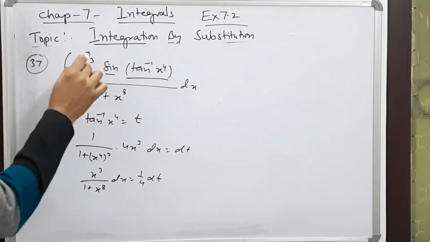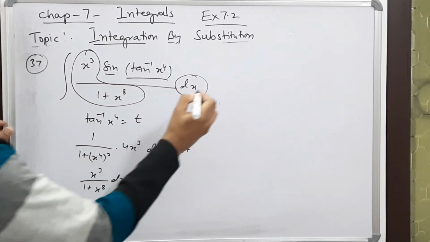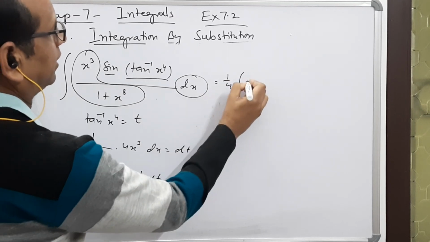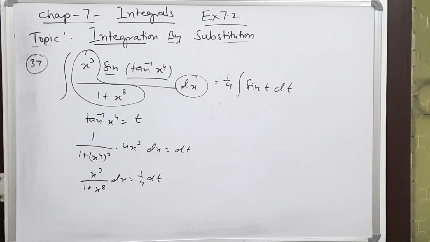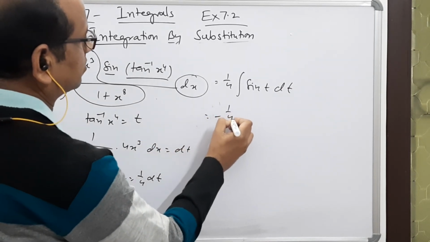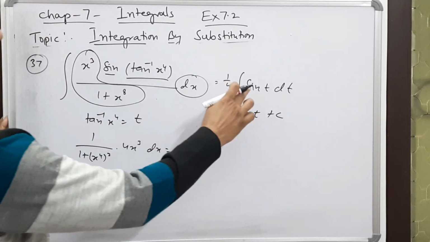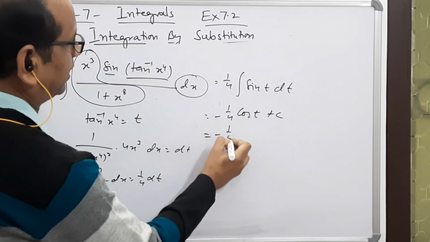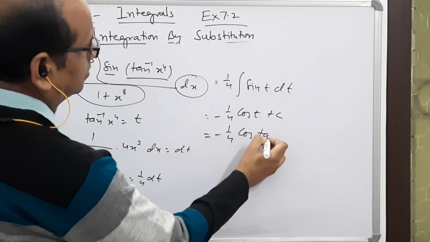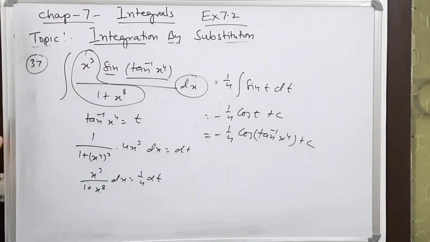Now you see a lot of things will disappear from here. This full part will be 1 by 4 dt, and it is sin t dt. See, it is so simple. So now the next step is minus 1 by 4 cos t plus c, because the integration of sin t is minus cos t. So minus 1 upon 4 cos tan inverse x power 4 plus c.